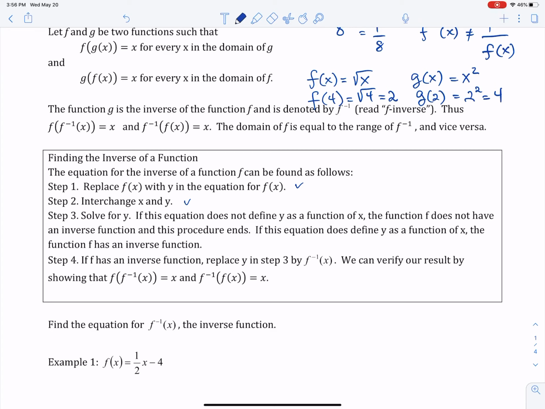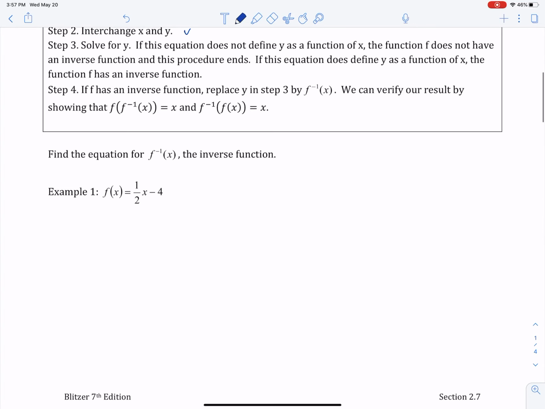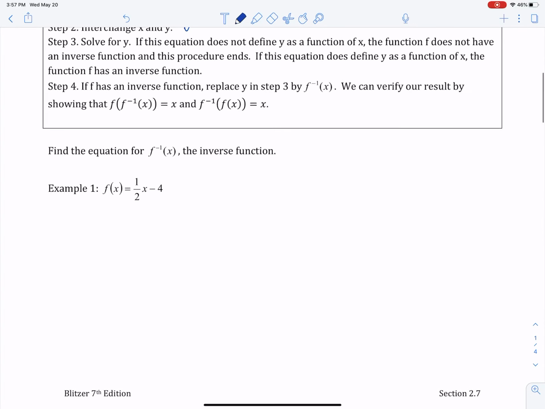If f has an inverse function, at the last step, replace the y value with f inverse, and we can verify the result by finding f of inverse of x is supposed to be equal to x, and inverse of f of x is supposed to be equal to x.